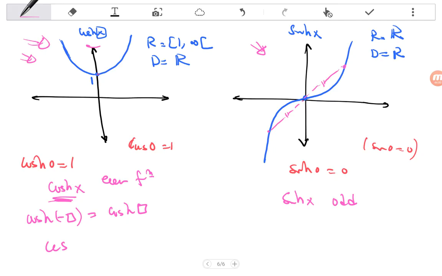What does it mean to have an odd function? It means that for sinh of the negative of anything, we just take out the negative sign. The negative sign may be taken out of the odd function like this.